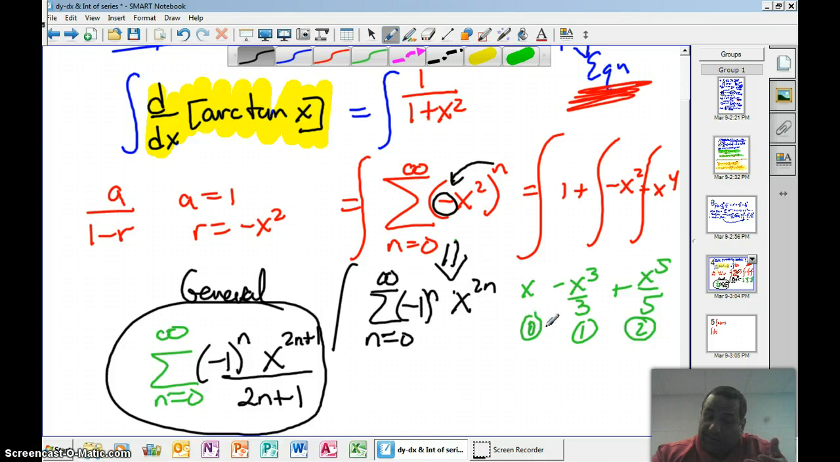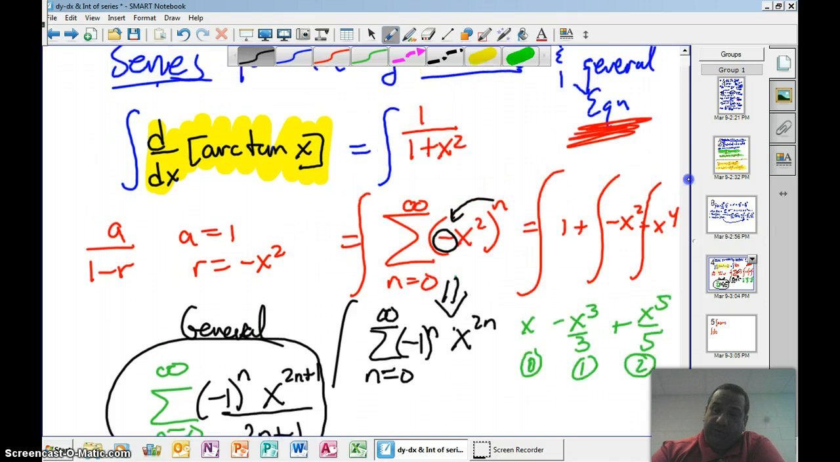And if you look, let's see if it works. When I plug in 0, I get x over 1, which is just x, and negative 1 to the 0 is 1. When I plug in 1, I get x to the 3rd over 3, and then minus, because remember, every time n is odd, you're going to get minus. It's going to be alternating. And there you go.